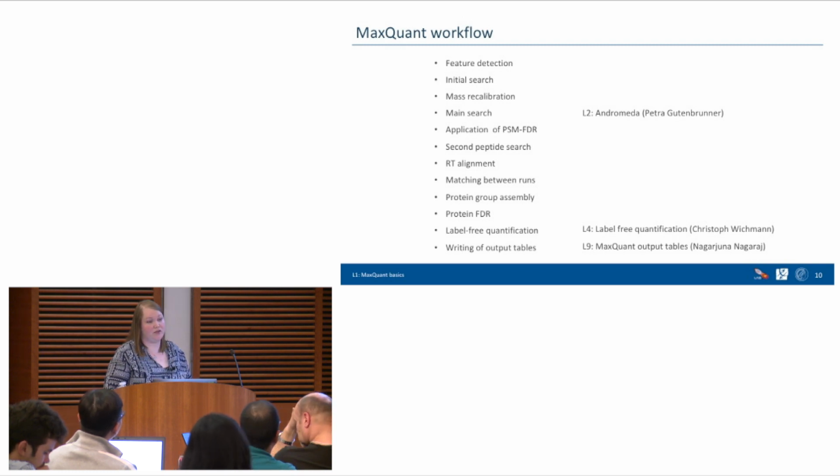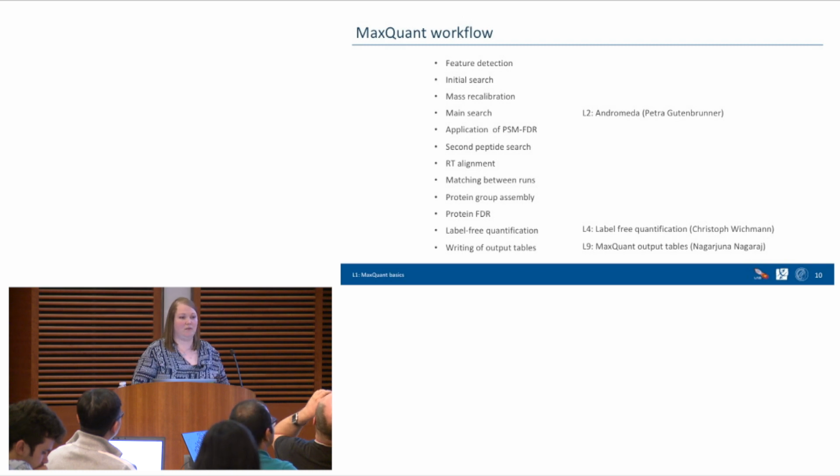So first we start with the feature detection. So what is a feature? Here we look at the 3D peak information of the MS1 level, and then we also want to assemble this into isotopic patterns.